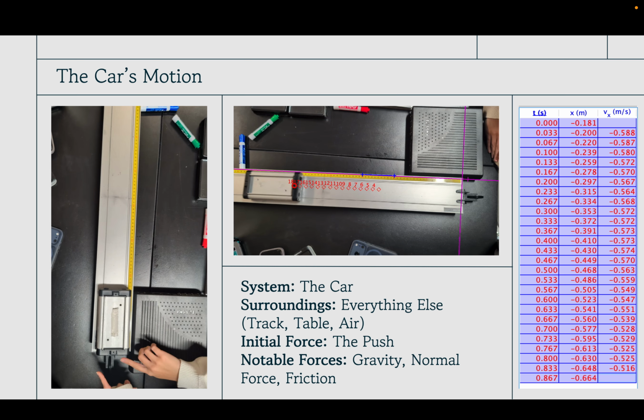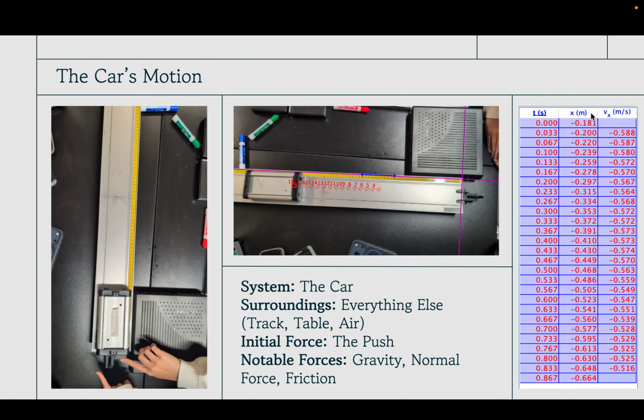The system in this case was the car, the surroundings was everything else, so the track, the table, the air, etc. The initial force was the push, but again, that wasn't a force acting on the car at the time of the video. During the video that I recorded, the only notable forces were really gravity and normal force, which would balance each other out, and then friction, which again I assumed to be very minimal, and I observed to be very minimal. And as you can see here on the very right, I have the time intervals in seconds, these are constant, and then the x position in meters, and then the velocity as well, the average velocity.